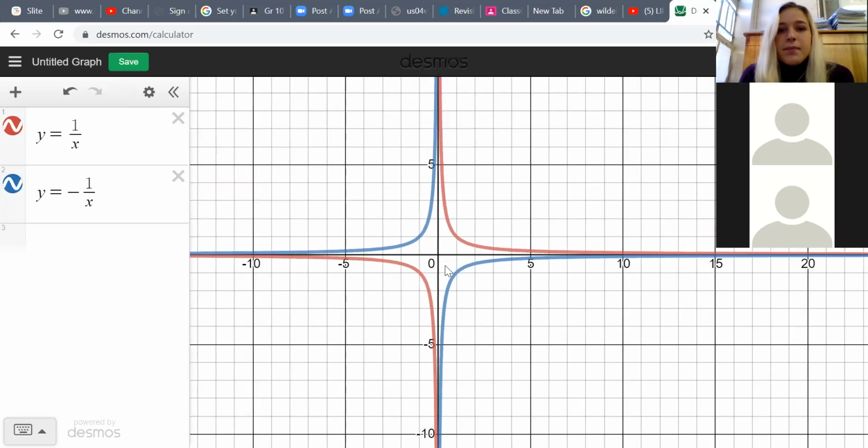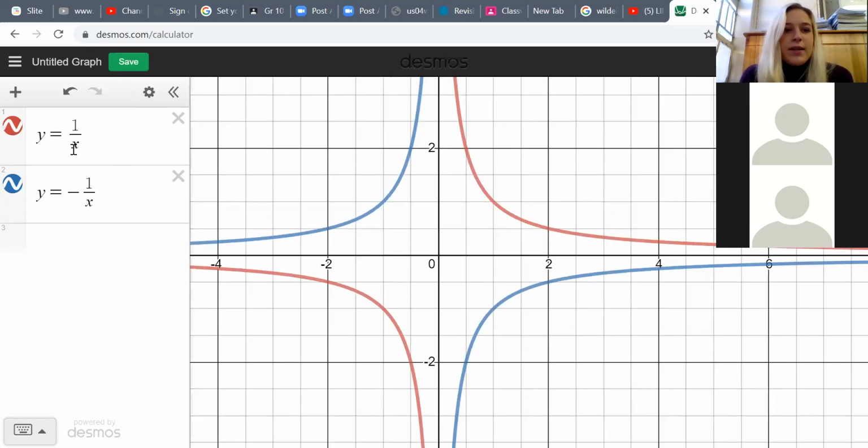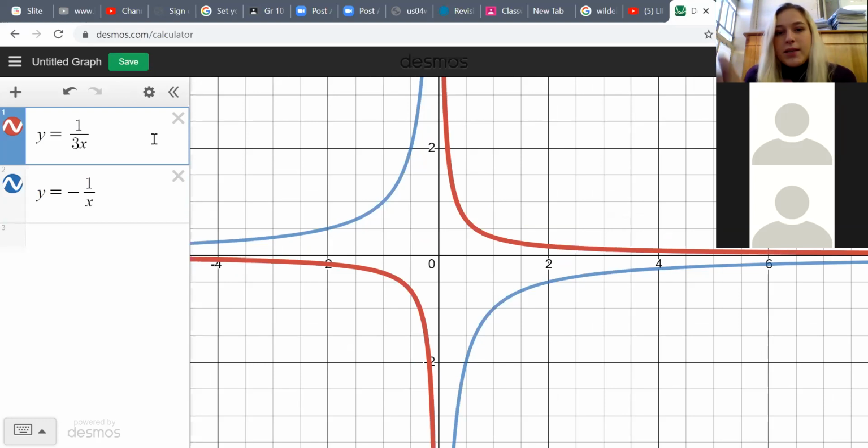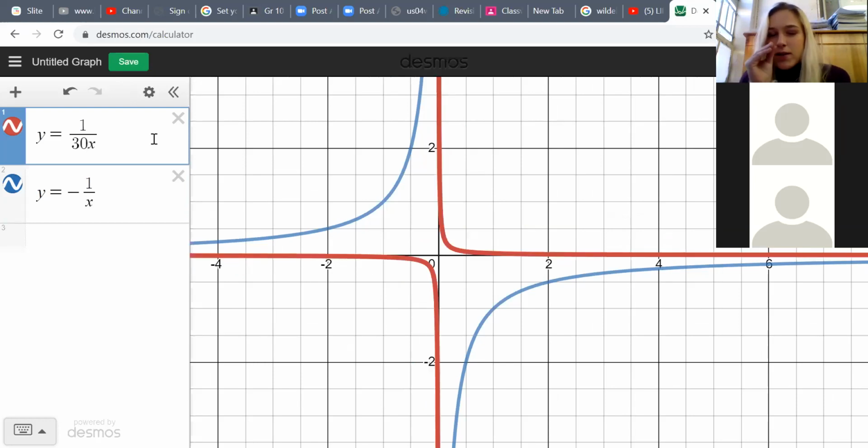Okay, and then as we change things about it, let's make this 1 over 3x. We can see it gets closer and closer. Let's make it 1 over 30x. It gets closer and closer. These are just things you can play around with. Also, if you go onto this website, desmos.com, you can play with any graphs you want.